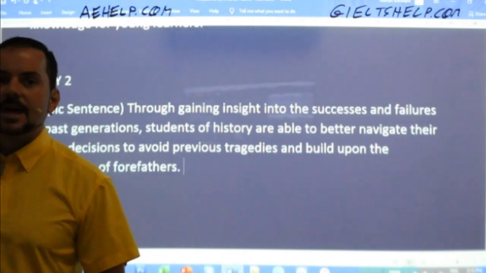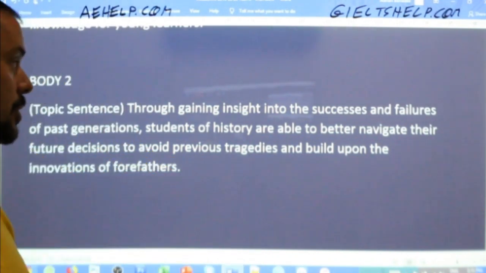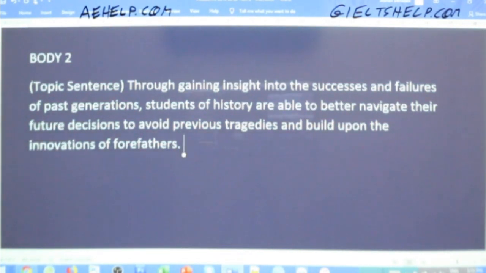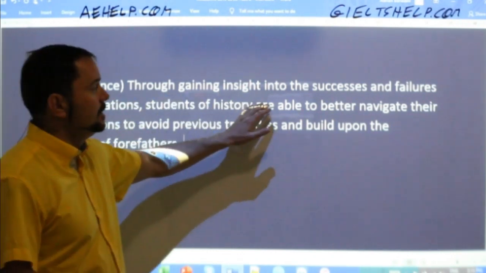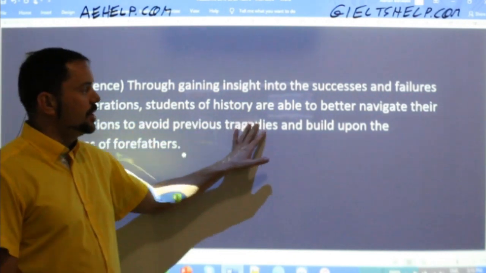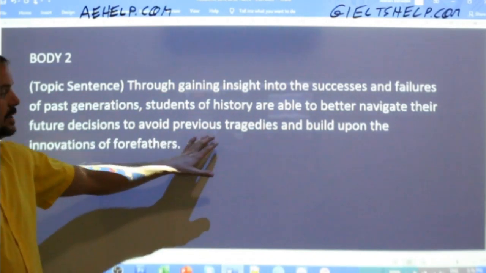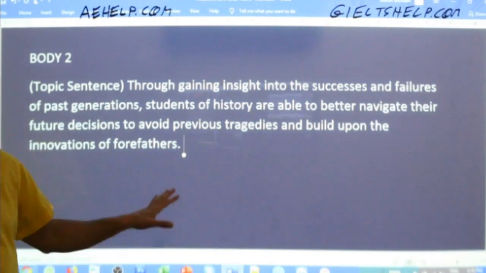Okay. So again, I'm pushing you with vocabulary. I don't expect you to have this at your fingertips, but at the same extent, I do want to show you what the band 9 level writing looks like for the IELTS examiners. So the topic sentence here is through gaining insight into the successes and failures of past generations, students of history are able to better navigate their future decisions to avoid previous tragedies and build upon the innovations of forefathers.